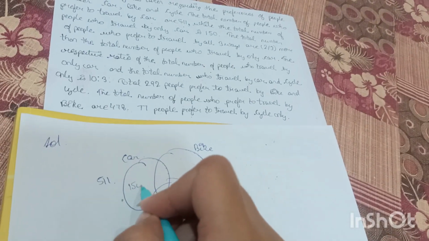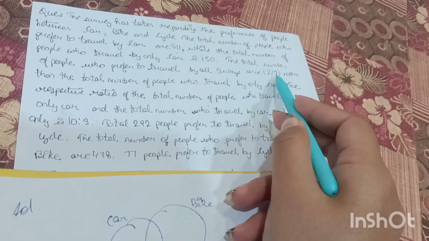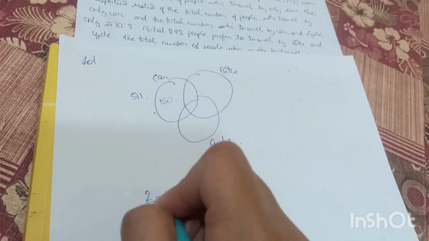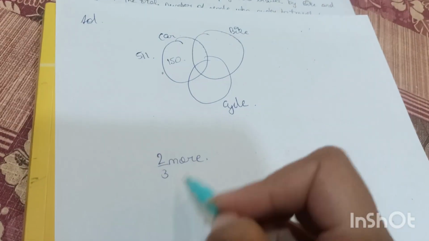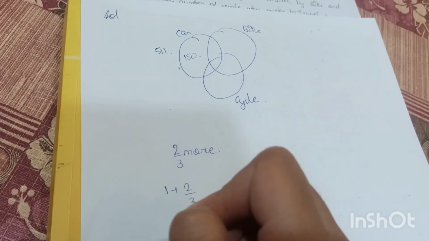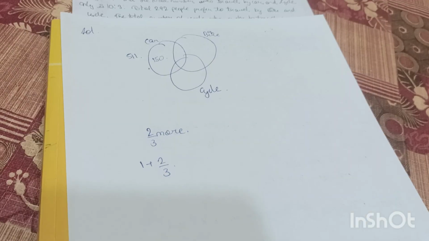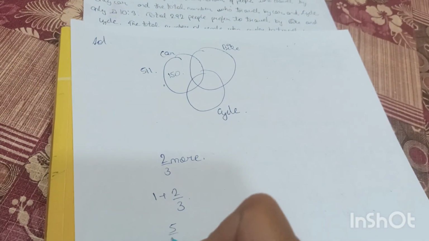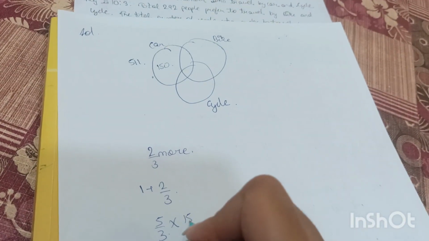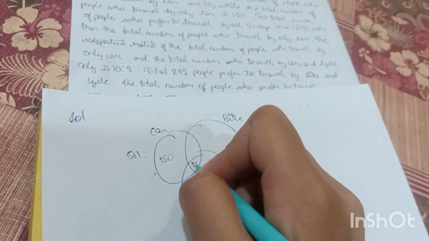Only car is 150. The total number of people who prefer all three are 2 by 3 more than the people who travel by only car. For solving 2 by 3 more, you can see it is a fraction. So for solving a more fraction, you have to add 1 plus 2 upon 3. And if it is a decrease, then 1 minus 2 upon 3. So you'll get 5 upon 3 more than only car. Only car is 150, so it will become 250. Okay, so all three will become 250.